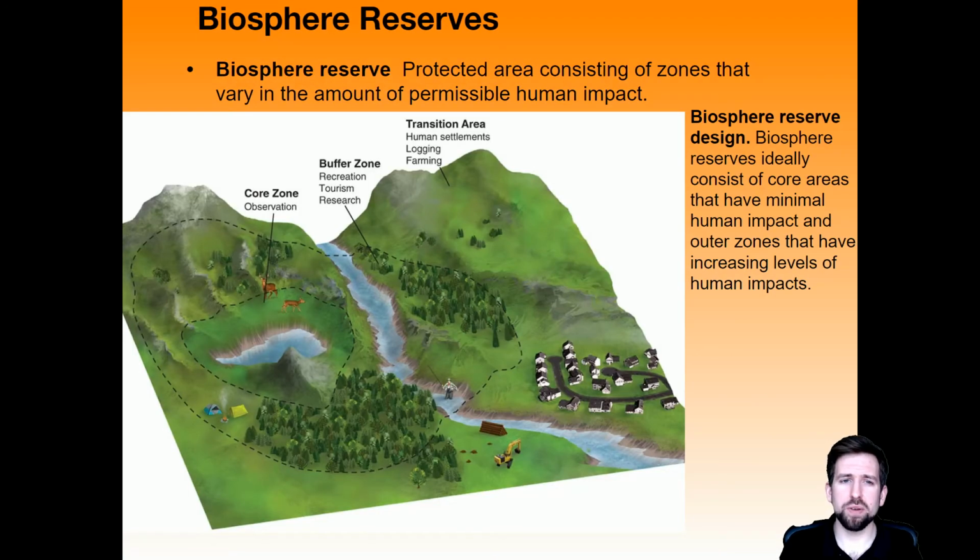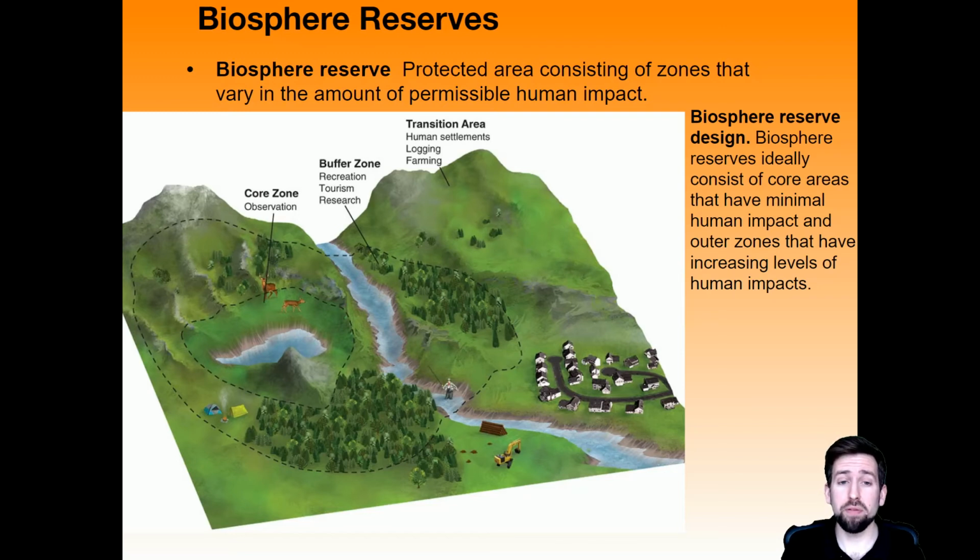The biosphere reserves, or the areas that are going to be protected, are going to consist of zones that vary in the amount of what people can actually do there, what we're going to call permissible human impact. So, at the core of this, the area that you're really trying to protect, you are only allowed to observe that which is within it. And you can see that with those two deer around that one lake.